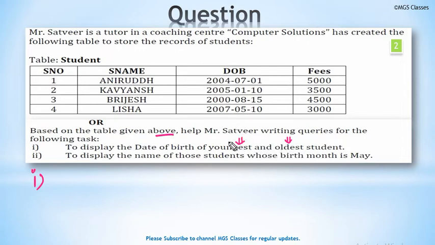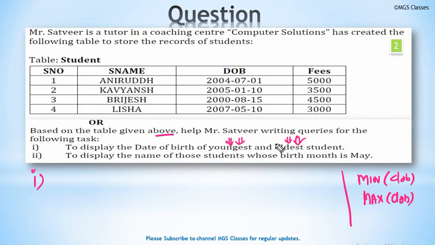So to calculate the youngest, we use the min function, and to calculate the oldest, we will use the max function. The min function on the date of birth column will return the youngest child, and the max function on the date of birth column will return the oldest student.